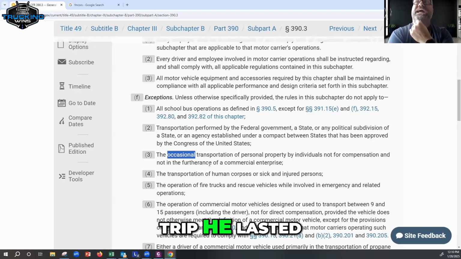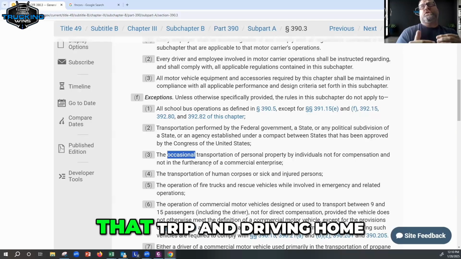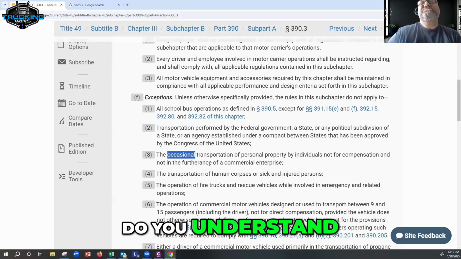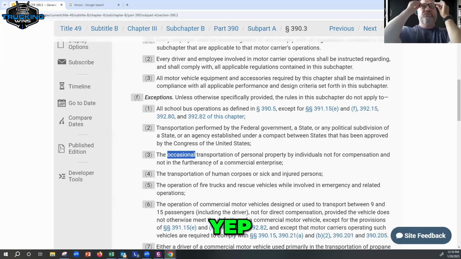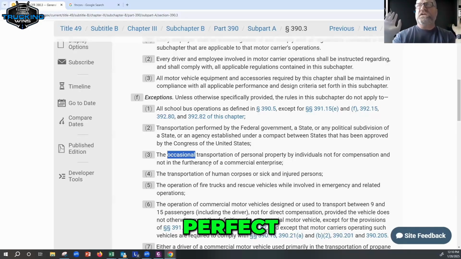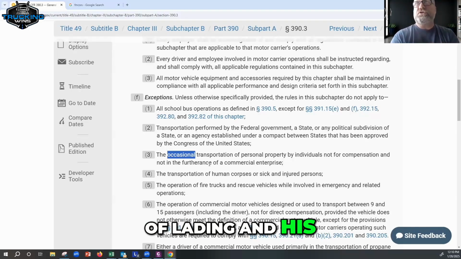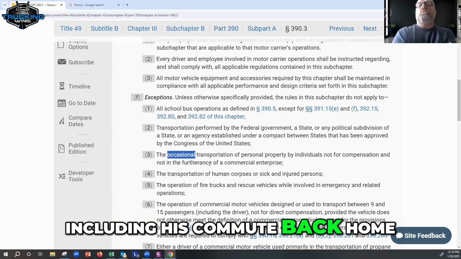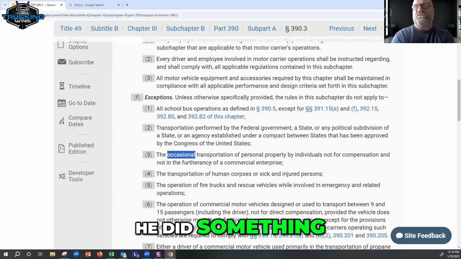Perfect. So you'd show the trip he last did, show it was done. Now, if he was finishing that trip and driving home, well, that's a continuation of the trip. Do you understand? Yeah. If you can show he finished the trip, made it home, and then messed around at home, perfect. Then you'd have the logbook and the bill of lading and his trip showing he completely finished the trip, including his commute back home. And then on his restart, or on the time where he didn't have a trip, he did something, right?